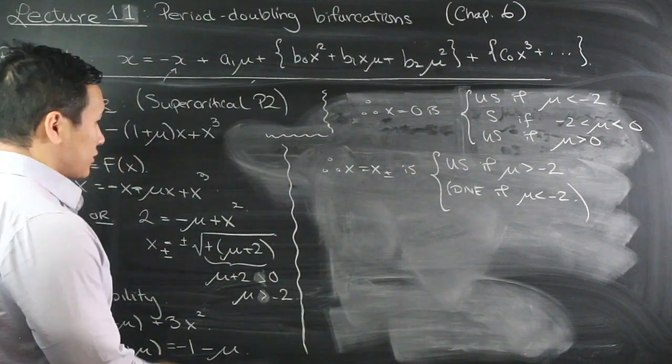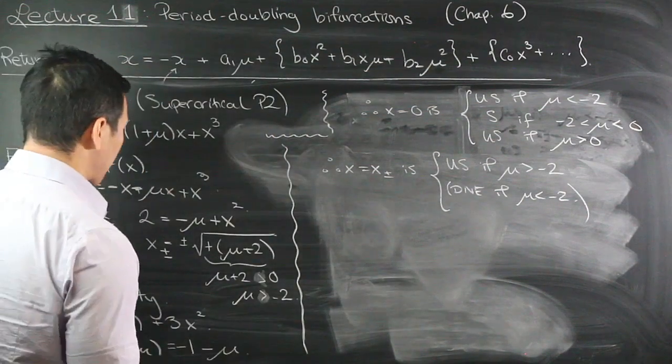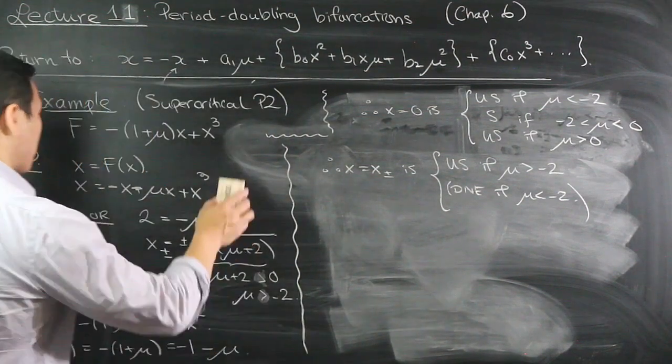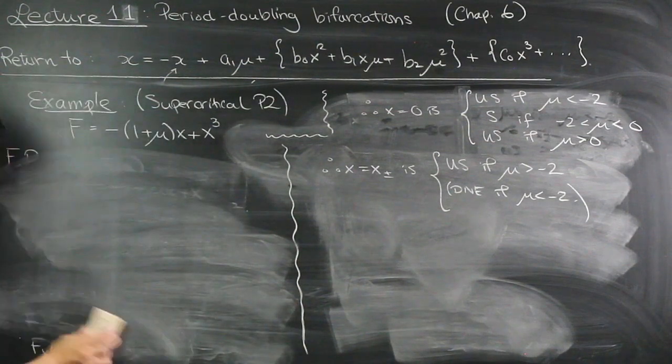Okay, and then you summarize all of this with a diagram. And when we do this diagram, you'll kind of see why there has to be this period doubling orbit, or you see a hint of why there might be a period doubling orbit.